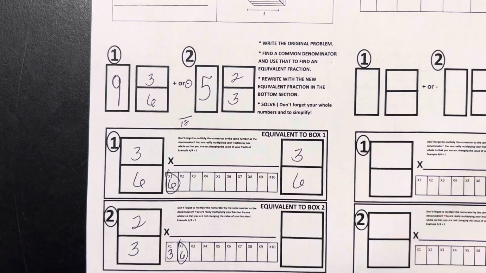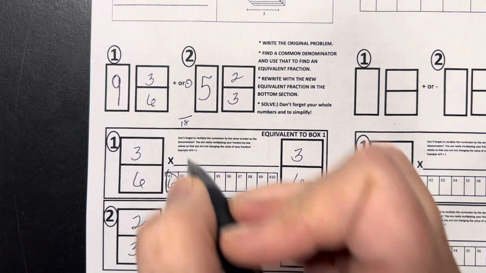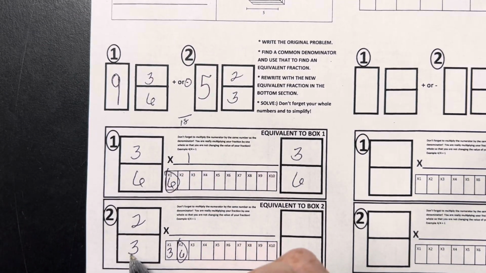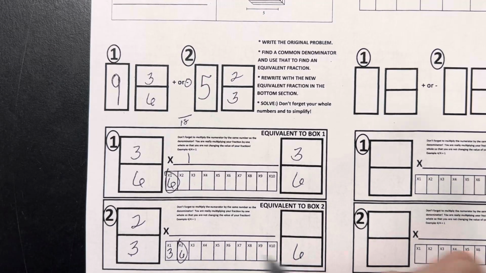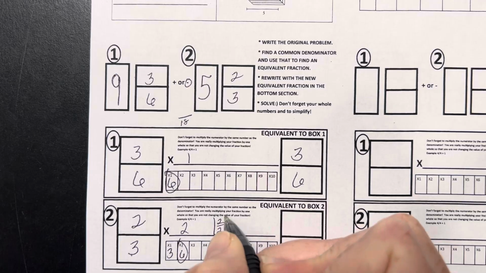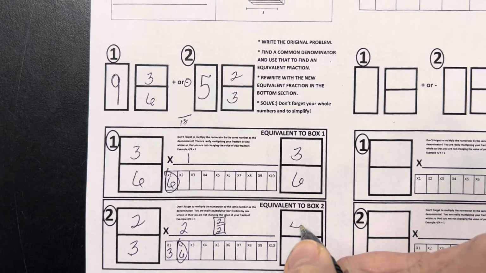Hopefully you're telling me 3/6 is equivalent to a half. All right, so I times this by 1, I got that 3. I did 3 and I times it by 2 to get 6. So I have to do the same to the top because remember 2 over 2 is that chunky one. All right, and I get 4.